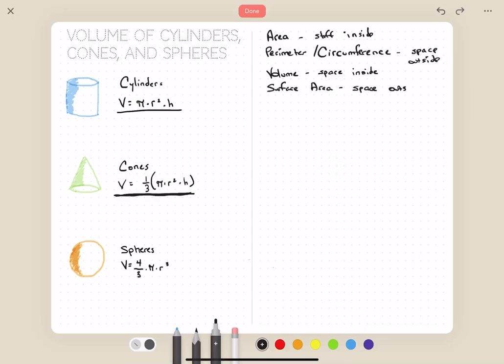So if you're thinking about surface area, you can think about it as you want to wrap a present for your friend or your sibling or your parents. That's surface area because you're wrapping the outside. But if you want to fill it with foam in order to send it to somebody, that's going to be your volume because that's the stuff inside, okay? So that's a little refresher.